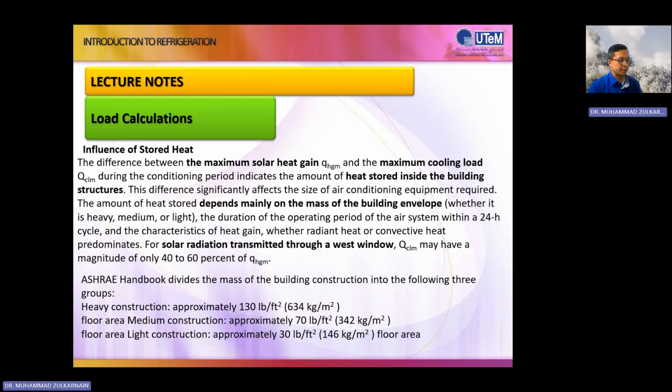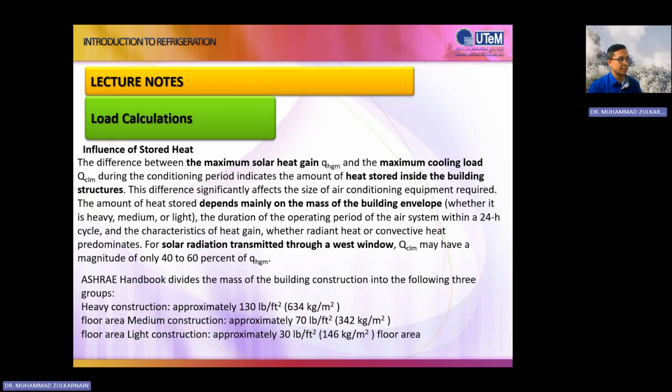It actually depends on the material construction. We have, based on the ASHRAE handbook, the construction material divided into 3 types, with heavy construction meaning it is difficult to make the cooling load, because sometimes they store the heat inside the material itself. Sometimes it is very easy, sometimes medium, and sometimes very hard to cool down.